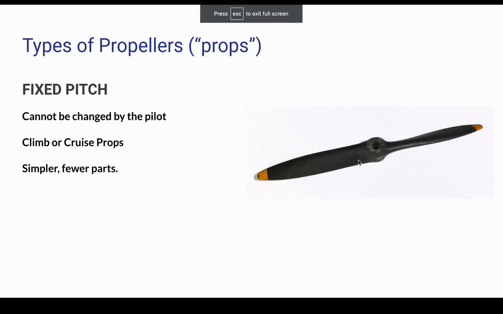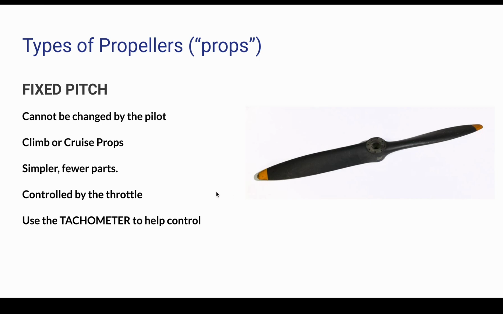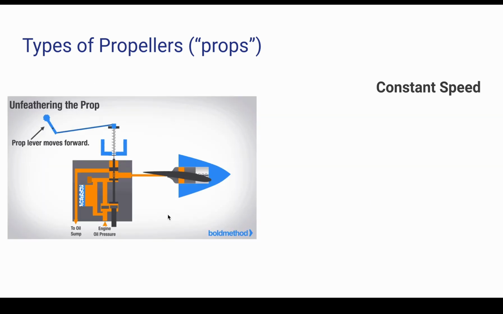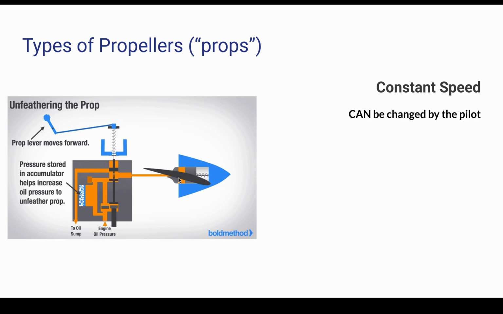They're simpler, fewer parts. I mean, it's just a piece of metal bolted to the crankshaft, and they're controlled by the throttle. And you use the tachometer to help control. Now we have a constant speed propeller or a variable speed prop. And they basically have a complicated system there, but they can be changed. You can actually change the pitch of this. See how that's changing there? And that can be changed so you can have both a climb prop and a cruise prop on one plane depending on how you want to set it.